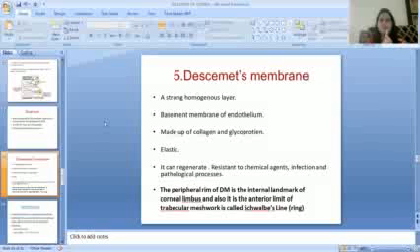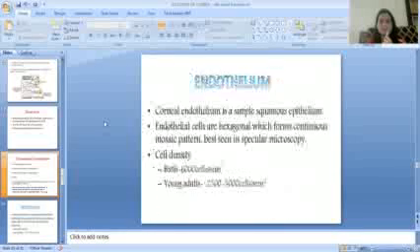Fifth layer is the Descemet's membrane. It is a strong homogeneous layer. It is a basement membrane of endothelium made up of the collagen and glycoproteins. It is elastic. It can regenerate. It has a resistance to chemical agents, infection, and pathological processes. The peripheral rim of Descemet's membrane is the internal landmark of the corneal limbus, and also it is the anterior limit of the trabecular meshwork, which is called the Schwalbe's line.